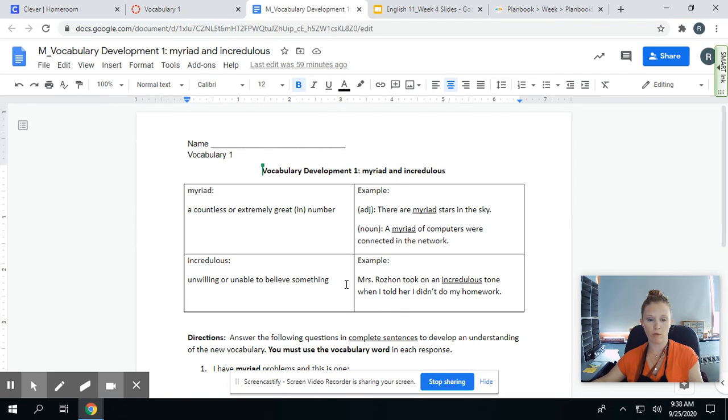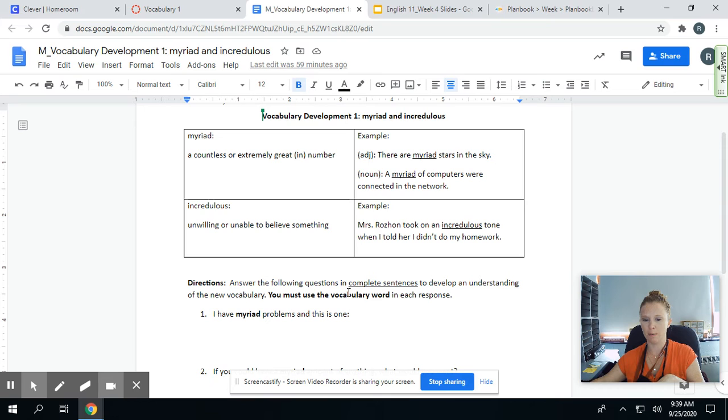The second word is incredulous. It means unwilling or unable to believe something. This makes a lot of sense to me because it sounds like the word incredible. And incredible is a very overused word, but basically when we say something's incredible, you're saying like it's so grand or great that I can't believe it. So incredulous is very similar to that. And the example is Mrs. Rosen took on an incredulous tone when I told her I didn't do my homework, which really isn't true because we haven't had much homework, but nice little example. Again, that is an adjective, so it's describing my tone.